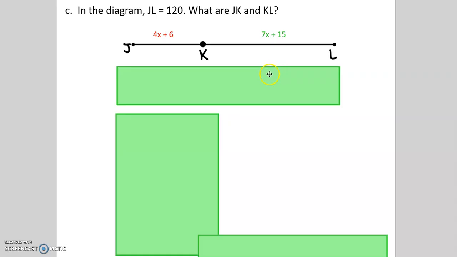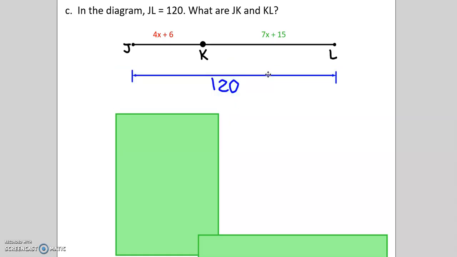They didn't label that for us, so that's definitely the first thing I want to do. Label that whole segment as 120. What are JK and KL? I want to figure out the length of JK and the length of KL. Right now, it's in terms of x. I'm going to have to do some algebra here.